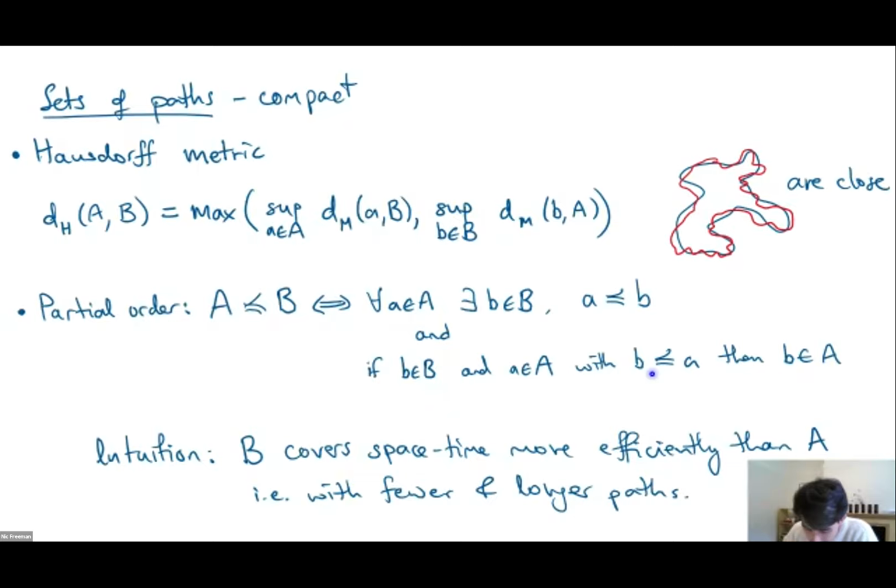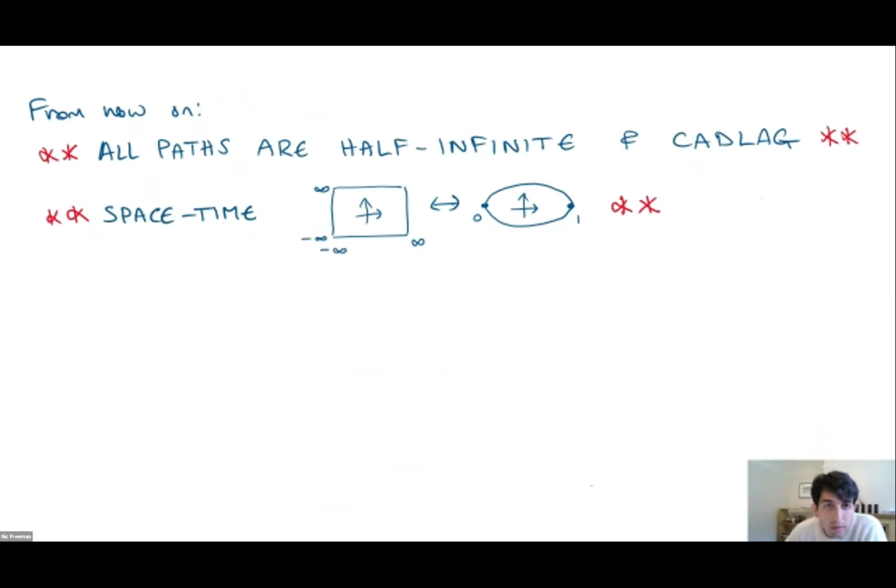Okay, so I'm now at a point where I have a functioning sort of space in which to work with sets of paths. And just to make my life easier in terms of speaking, all paths from now on are going to be half infinite, so all of them will be defined up till time plus infinity. They might start at different times, of course. They'll of course all be càdlàg. And the last thing I want to do is a compactification exercise.